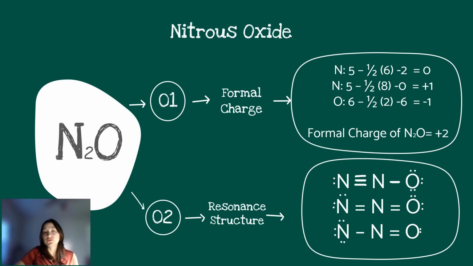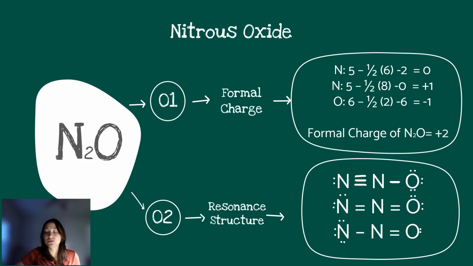Now let's take a look at the formal charge and resonance structure of nitrous oxide. The left nitrogen in nitrous oxide has a formal charge of 0. The central nitrogen has a formal charge of +1, and the oxygen has a formal charge of -1. This brings the total formal charge of nitrous oxide to be +2.